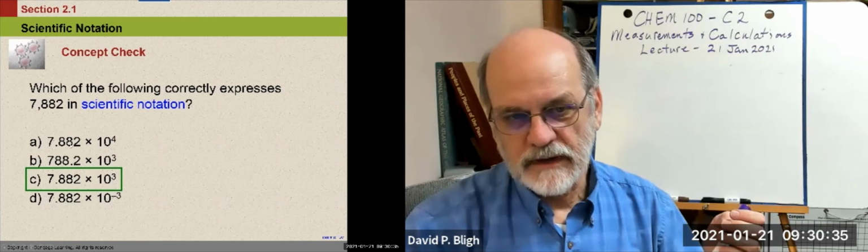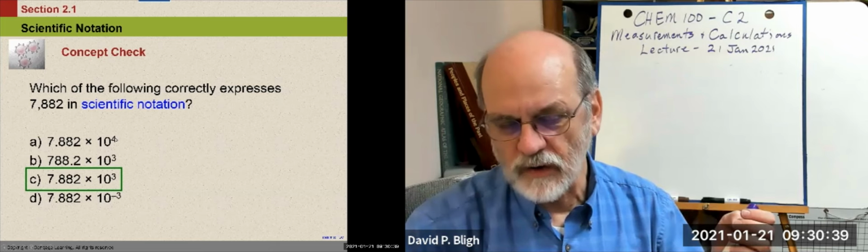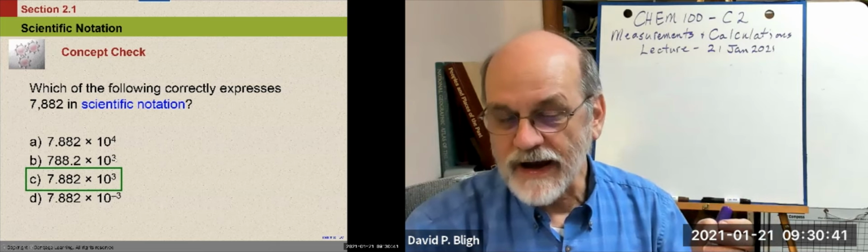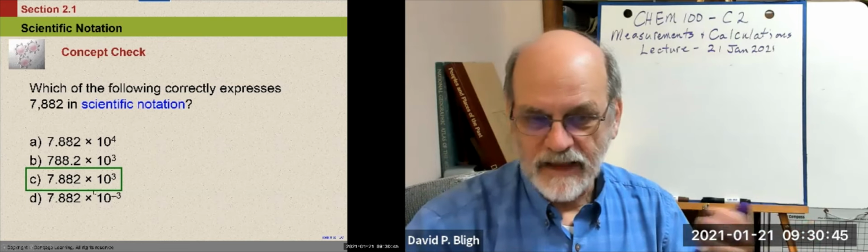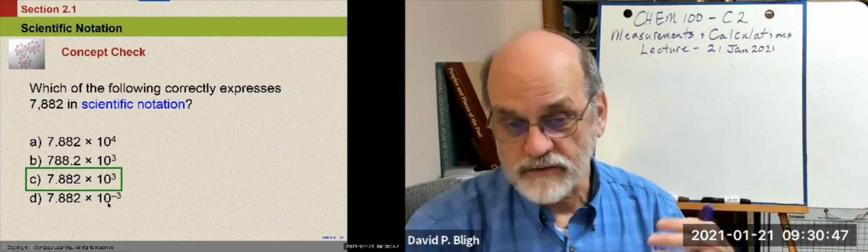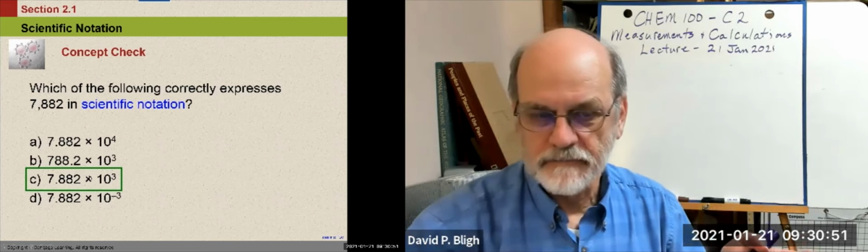And of course, the coefficient is right here, but the power is wrong. And the power is right here, but the coefficient is wrong. And the coefficient is wrong, the power is wrong here too. So this is the only one that meets all the conditions.